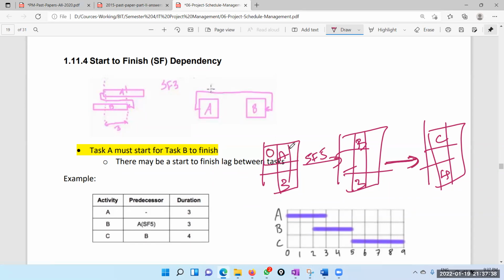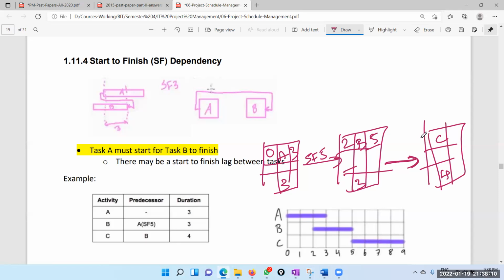So we start with 0. 0 plus 3 is 3. Now this is start to finish. That means A must start for B to finish. With a lag of 5, that means 5 days after A starts, you can finish B. So A starts on day 0, therefore this is 5. Then 5 minus 3, 2.